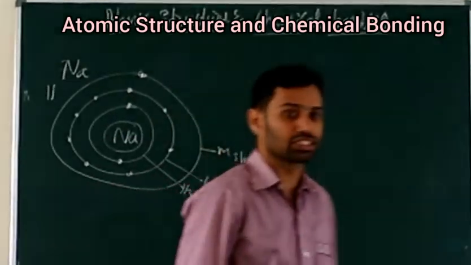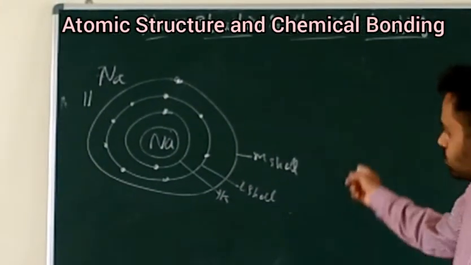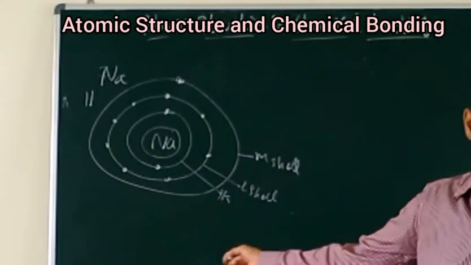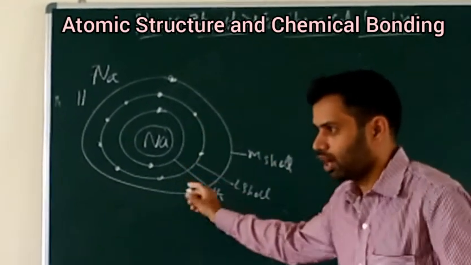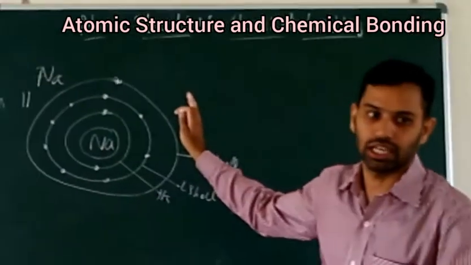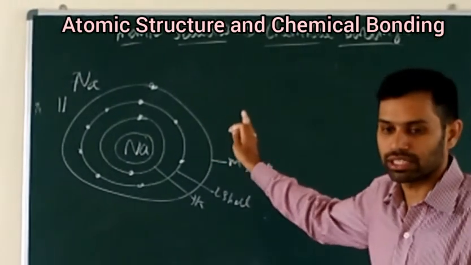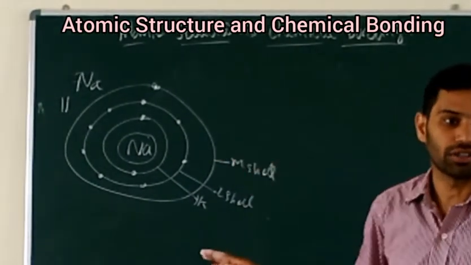The outermost shell of an atom is called the valence shell. The electrons present in the valence shell are called valence electrons.